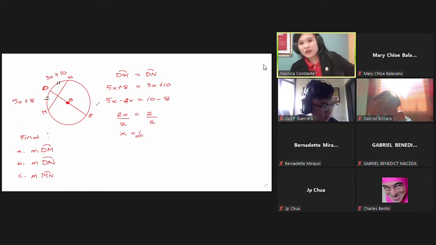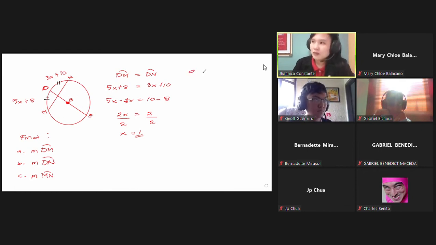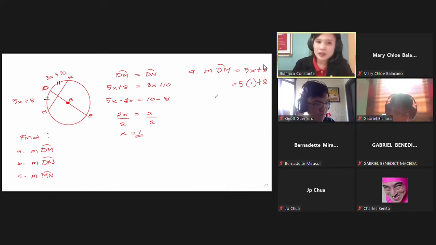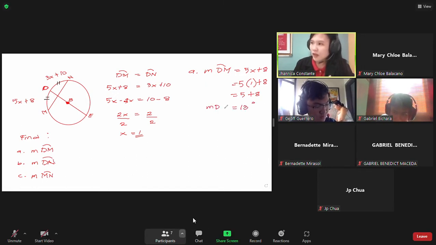So since we have the value for our x, we can now solve for the measurement of our arc DM and arc DN. So the measurement of our arc DM is equal to 5x plus 8. So 5 times the value of x, which is 1, plus 8. So 5 times 1 is 5, plus 8, which is equal to 13 degrees. So that is the measurement of our arc DM.